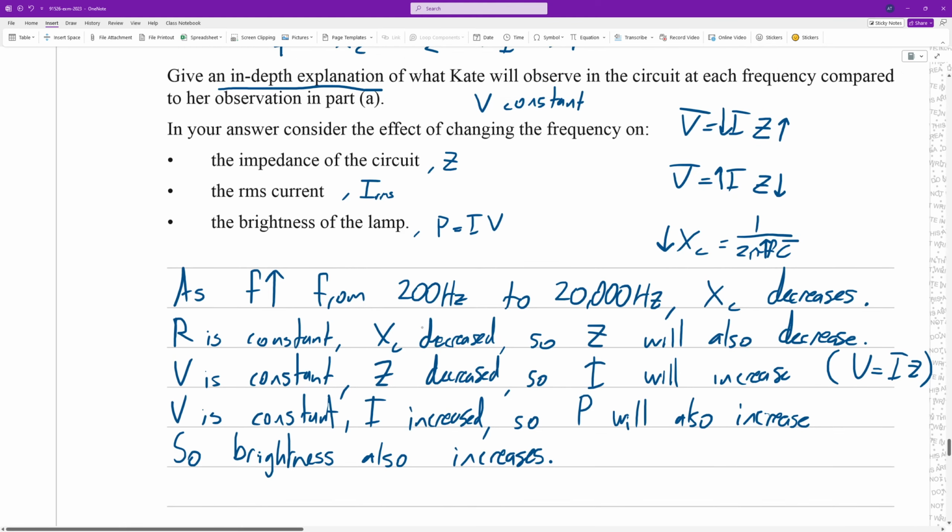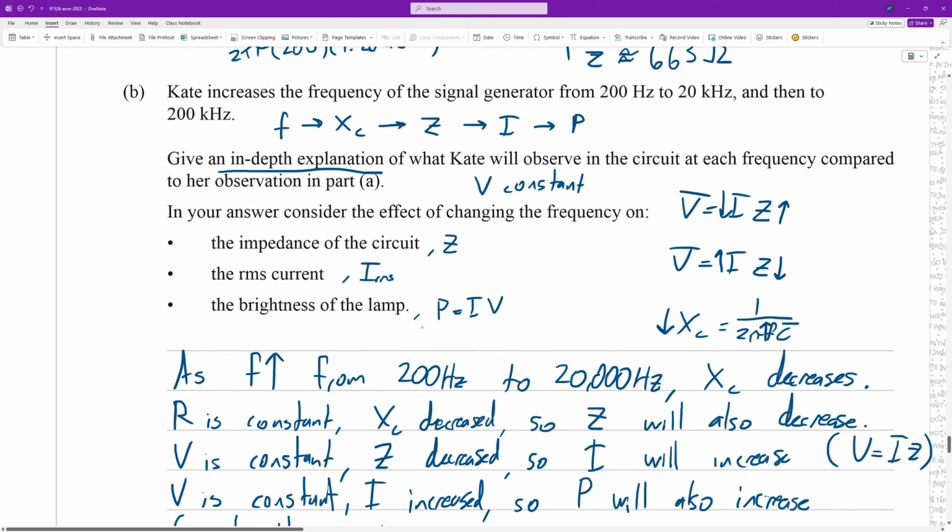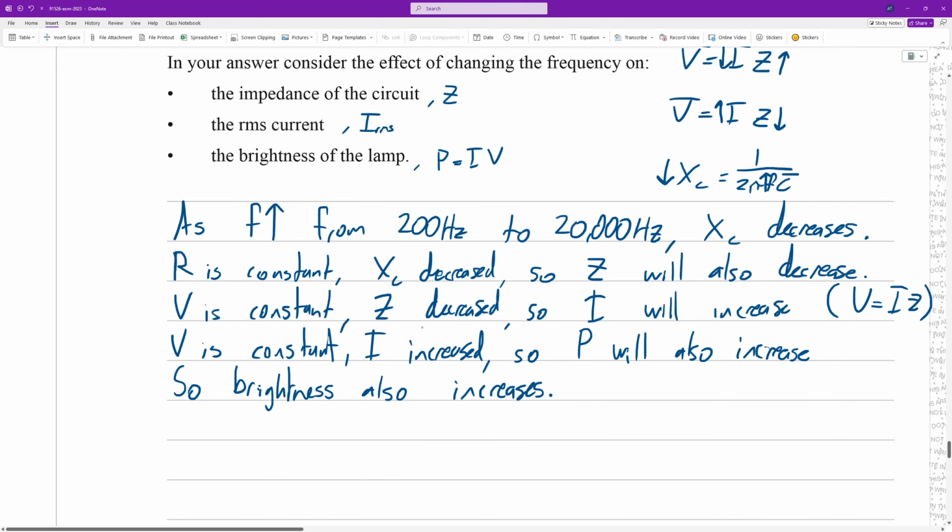I would say that's an in-depth explanation. Now we've discussed 200 hertz to 20,000 hertz, right? But then she increases it to 200,000. Well, the exact same logic applies, right? Frequency is still going to be increasing. So reactive capacitance decreases. So impedance decreases. Current will increase, and so power will also increase.